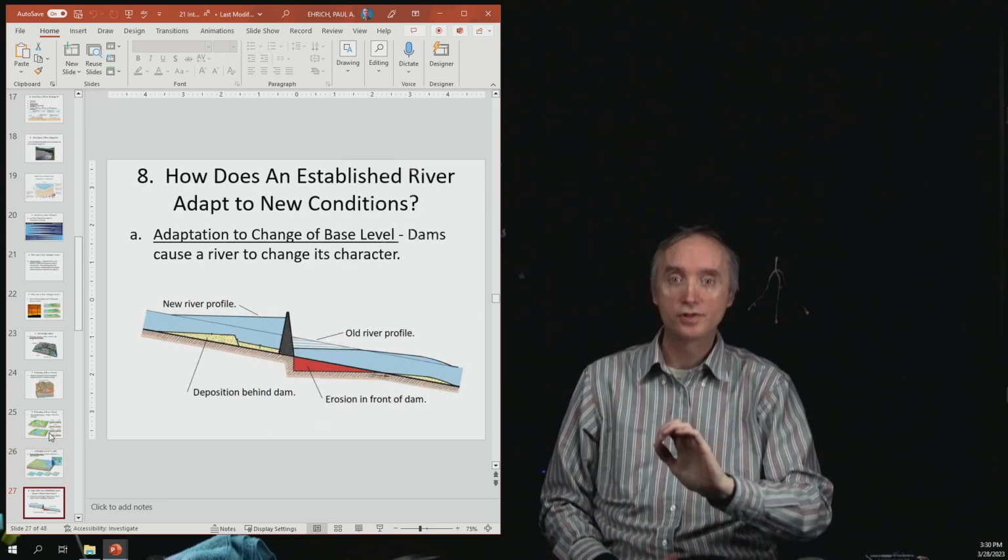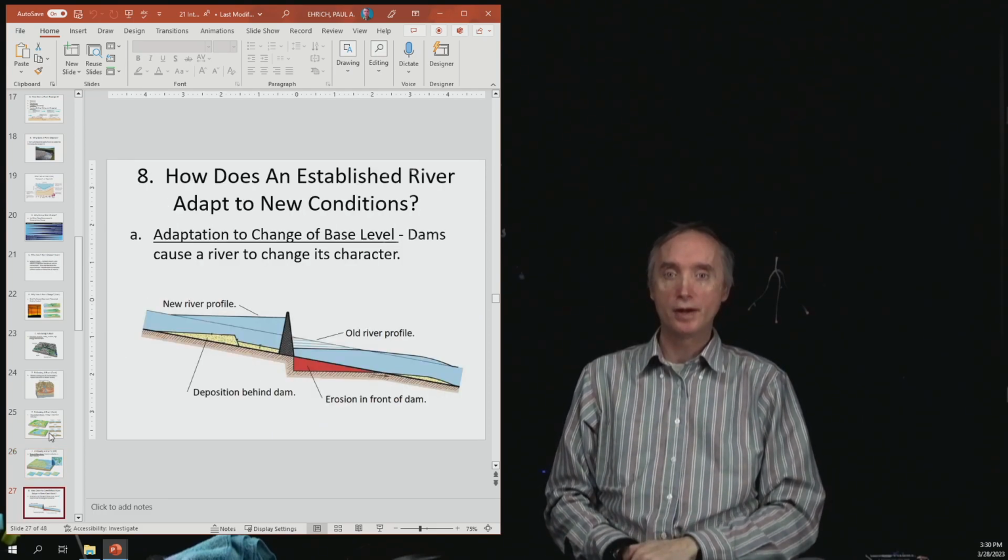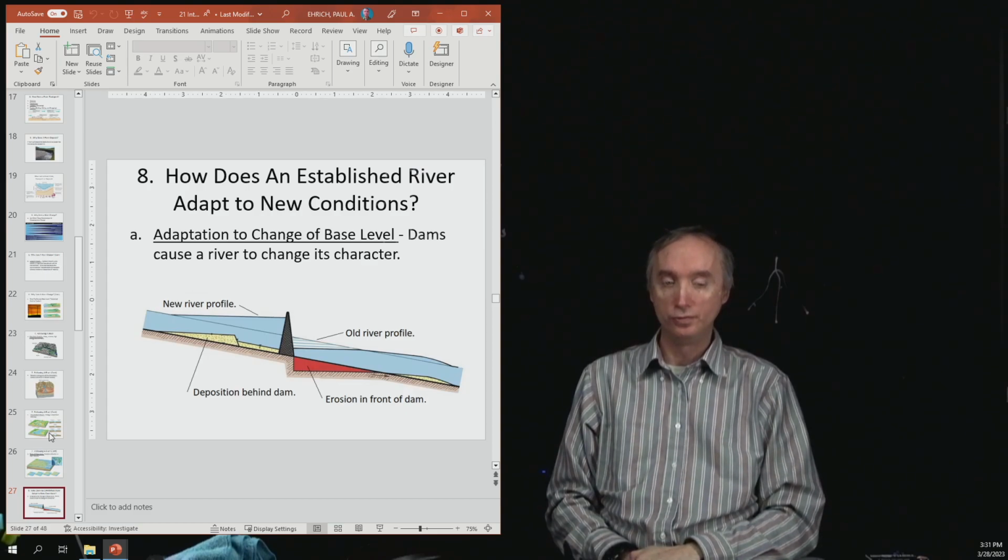Okay, so let's take a break, and when we come back, let's talk about how a river adapts to new conditions.